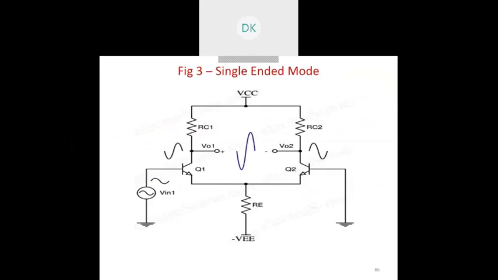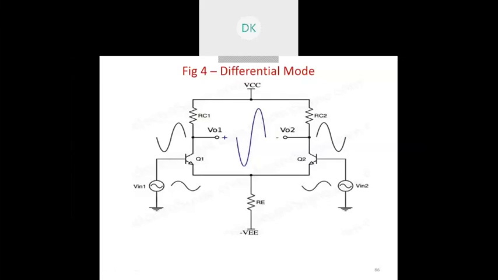You can see the diagram of single-ended mode. Single-ended mode means you can see the base of Q2 is grounded and the input signal is applied to the base of Q1. So only one input signal is given to one input terminal, another input terminal is grounded. We are taking the output across both the collectors. The configuration is called single-ended mode.